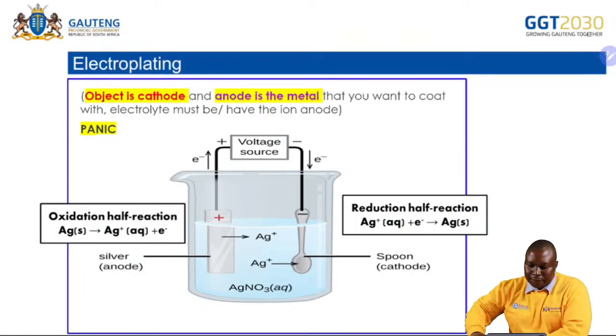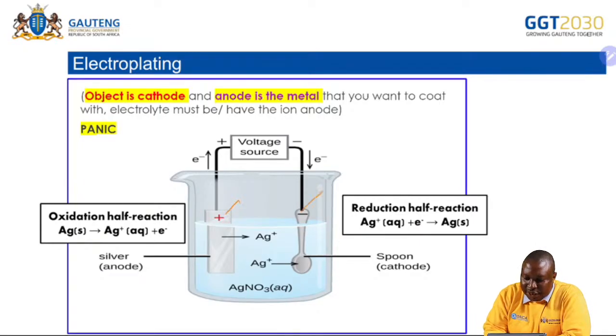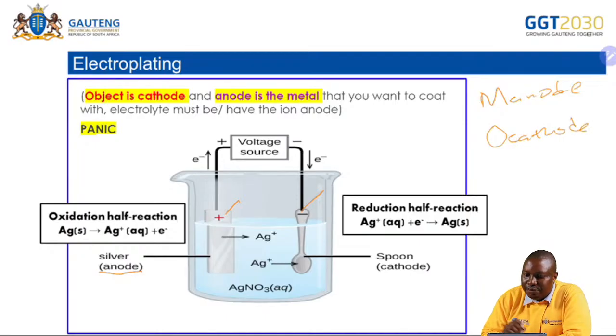We have a metal and an object. So we have two things. We have a metal, which I'll write as an M, and an object. What we have to know is that the metal will always be at the anode. The metal is at the anode and the object is at the cathode. So you have to know that at the cathode we have the object.